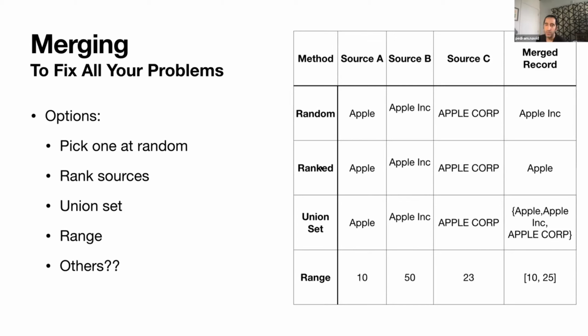Ranked is preferred. The way we do it is if the data comes from our own internal database, that's the name we use. If it doesn't come from that, we pick in order what I think are the best sources for names and websites, just based on looking at things. That's usually good enough. A union set can be nice in certain cases when you need to do more work with the data.